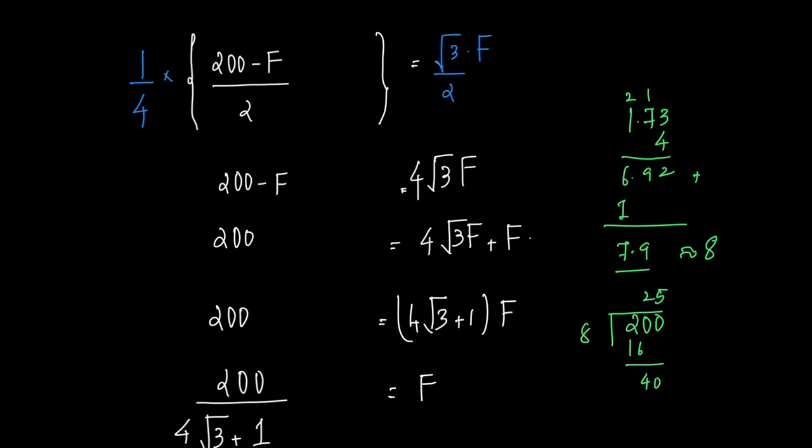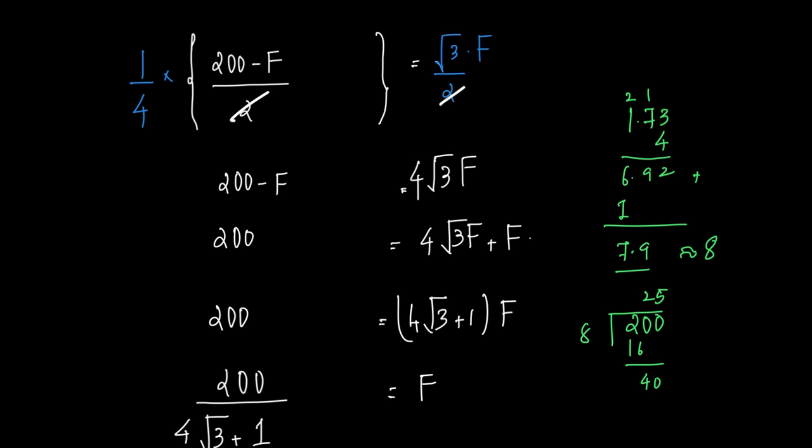And further, I'll write 200 minus f is equal to, now see, 4 into 2 is 8, right? That by 2 is 4. Or maybe let me just simplify this. So 2 by 2 is 1, and then you can transpose this 4 to the RHS. So 4 will go to the RHS. What we have, 200 minus f is equal to 4 root 3 into f.